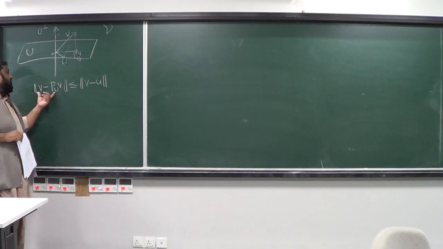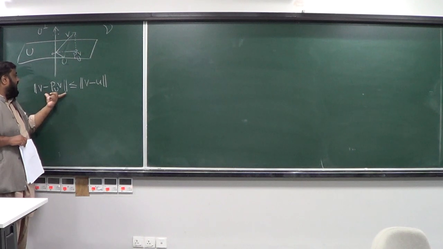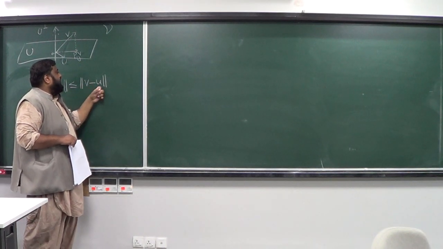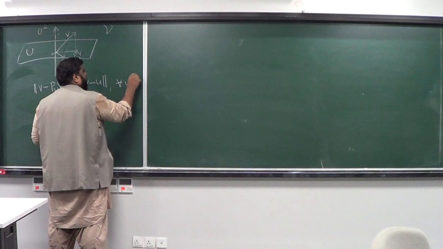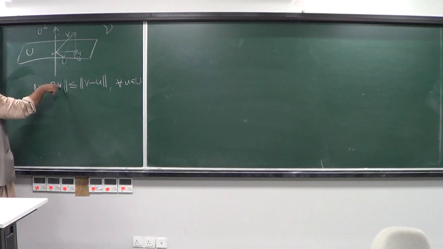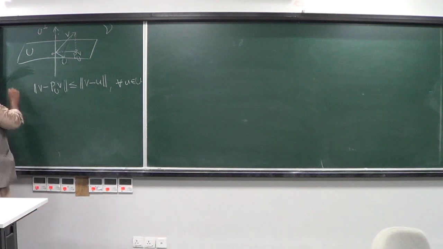So in other words, if you want to see the difference between a vector V and its orthogonal projection, in the sense of the size of the difference between these two vectors, then this size is less than or equal to the distance between vector V and all other vectors in the space U. So therefore we say that the projection of the vector V onto the space U is the best approximation of V in the space U. We proved this theorem.